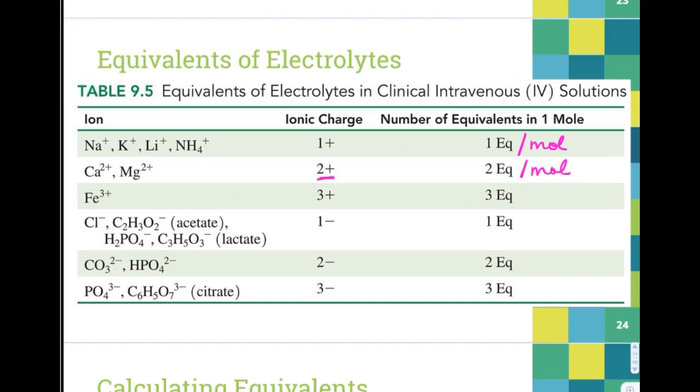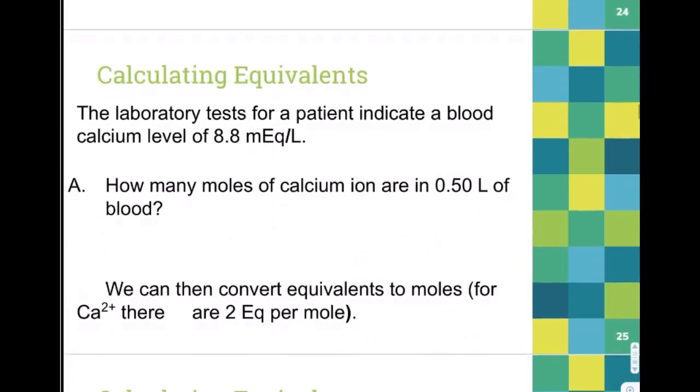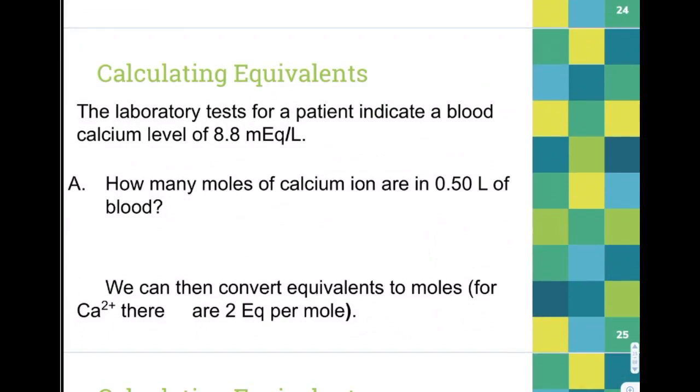If your charge is 2, you've got 2 equivalents. If your charge is -2, you also have 2 equivalents. And so equivalents don't care if my charge is positive or negative, it just cares what my charge is. And so if you know the charge, then you know the equivalent per mole. That's a conversion factor that you can then use. So how would I do this? Calculating equivalence, you're going to use conversion factors and mole ratios to get equivalents for things.